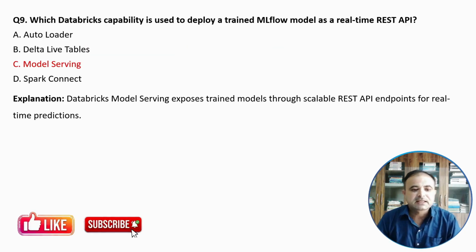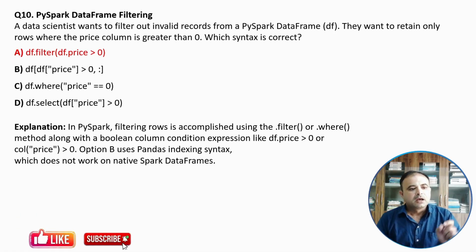Which Databricks capability is used to deploy a trained MLflow model as a real-time REST API? So just remember Model Serving, that is useful for this. When we are talking about REST API, it is a REST API endpoint for real time. If you are already working with Python FastAPI, you create some endpoints definitely.